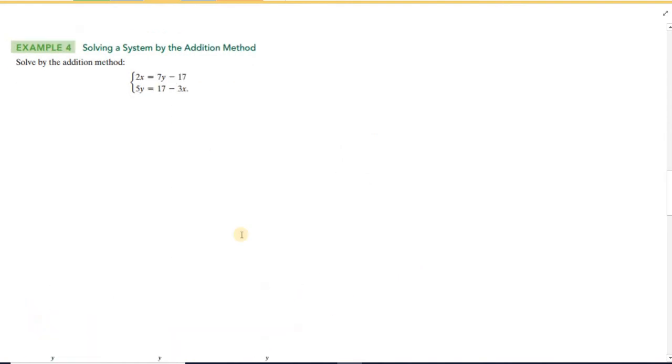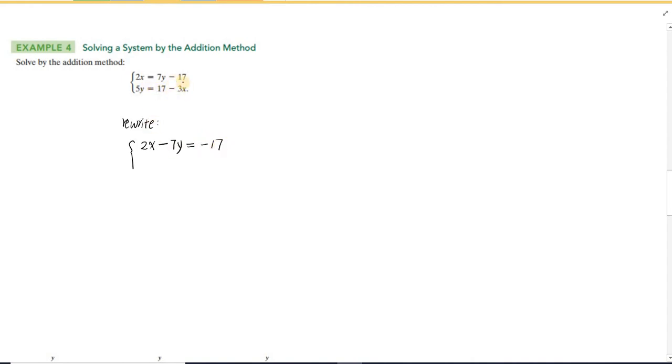Example 4, we're going to solve again by the addition method. So let's go ahead and take a look. So for this question, before we do the addition method, we'll rewrite as a system. So let's make sure we're going to write 2x. And then let's go ahead and move this to the left side of the equal sign. That will be subtract. Okay, going to the other side, it becomes minus 7y and then equal to negative 17.